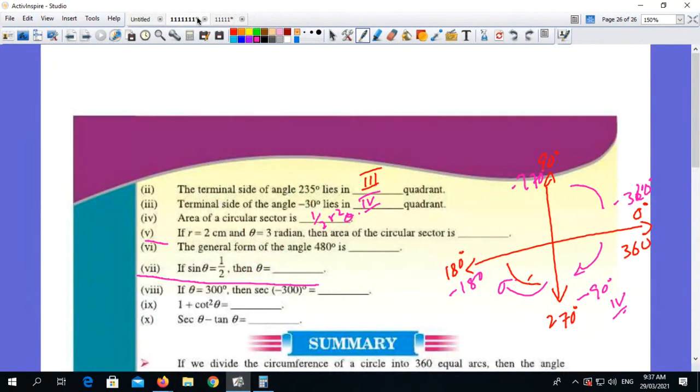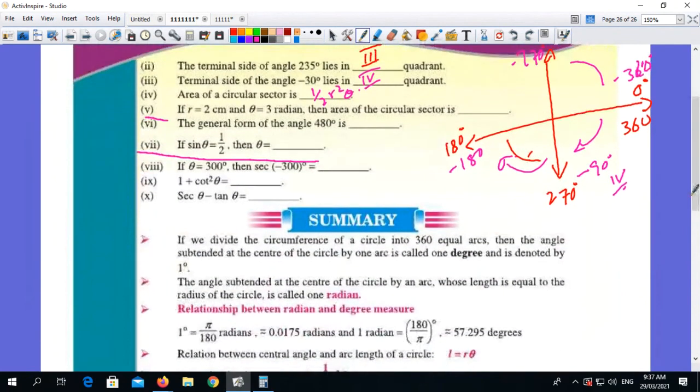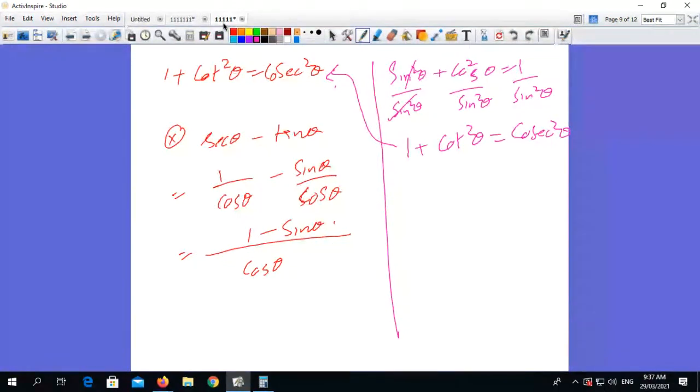So the last one is secant theta minus tan theta. What is secant theta minus tan theta? Secant theta minus tan theta can be solved as 1 by cos theta minus sin by cos theta, and by taking LCM we have 1 minus sin theta by cos theta.